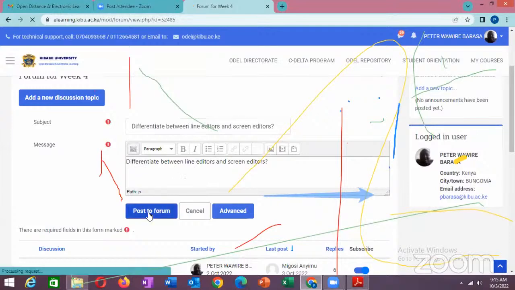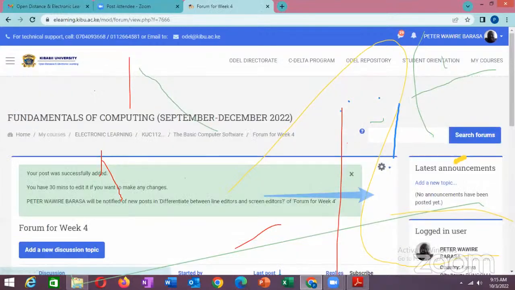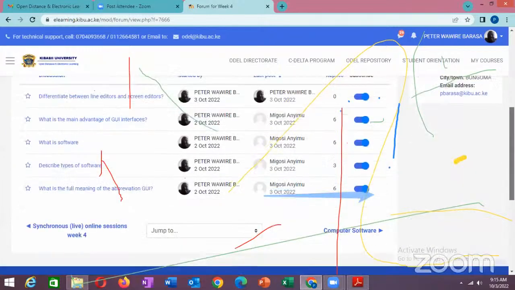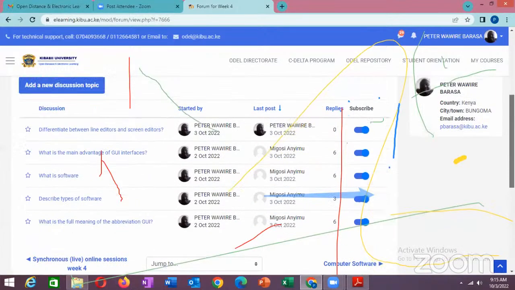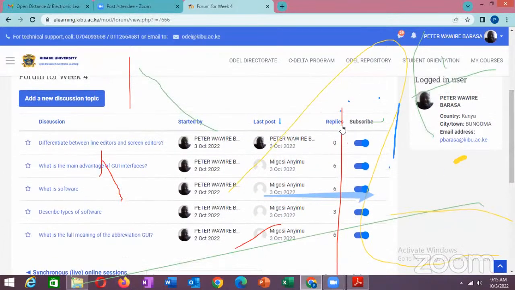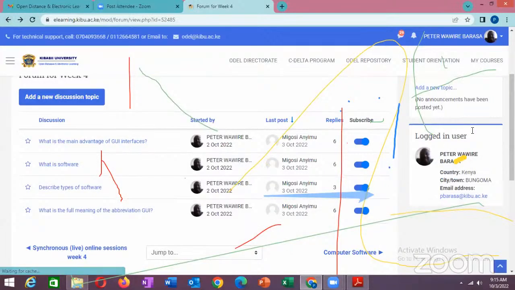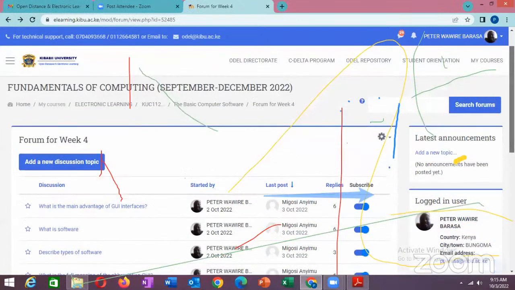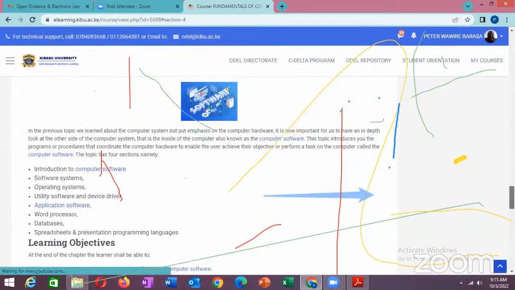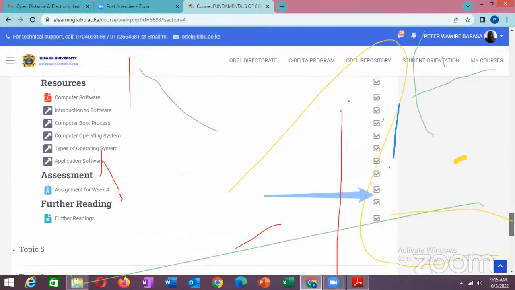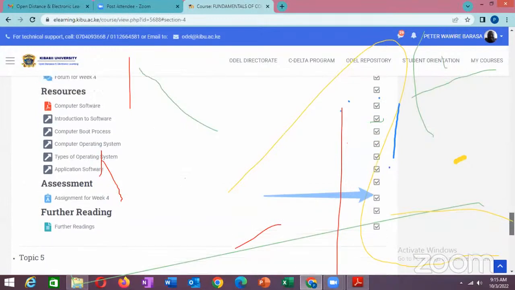So I'm posting it on the forum so that you can see it is part of the question. What is the difference between line editors and screen editors? You will have to reply. So you go to the forums and you'll be able to reply on that. So I'm putting it as one of the activities, and as you learn this course on the LMS, you will be able to access it.